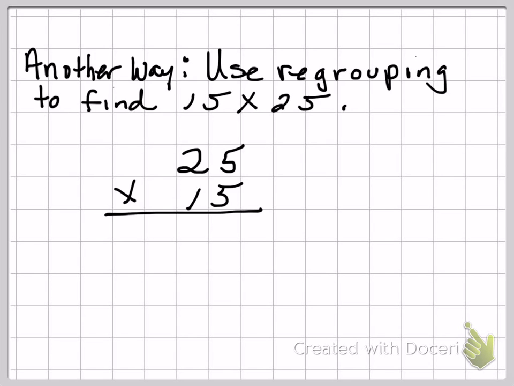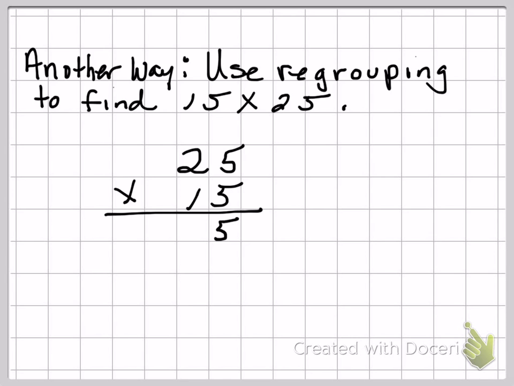So the smallest place value is our 1s. So we're going to look at what's in our 1s. We have in our multiplier on the bottom 5. In our multiplicand, we have 25. So we're going to multiply 5 times 25.